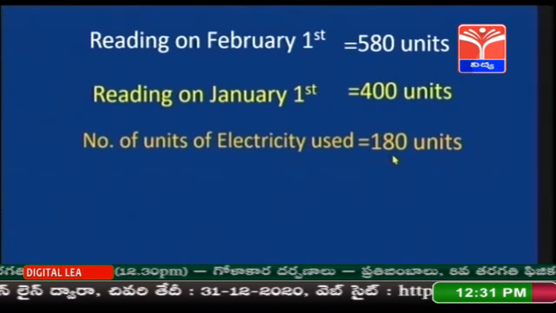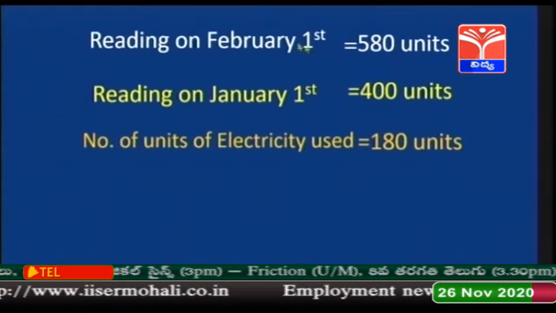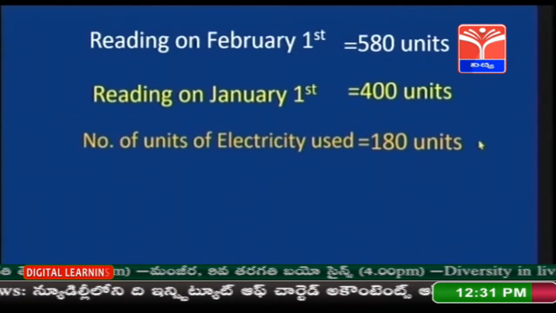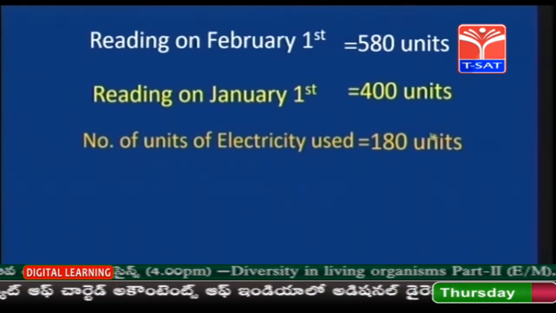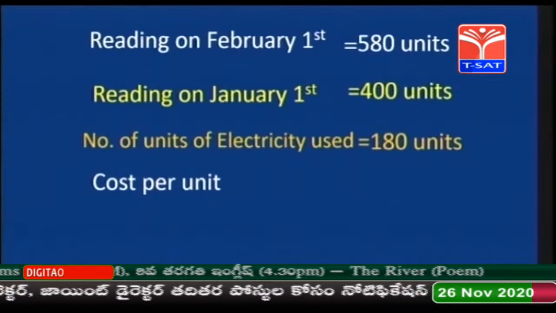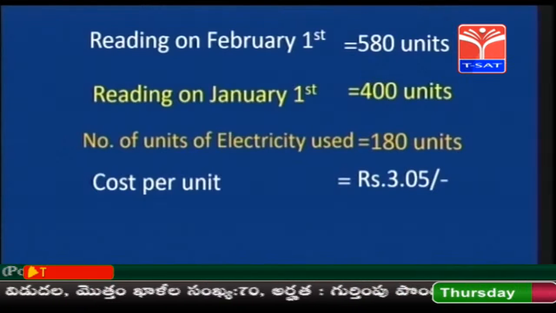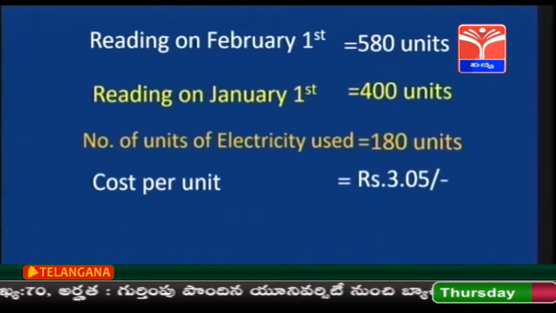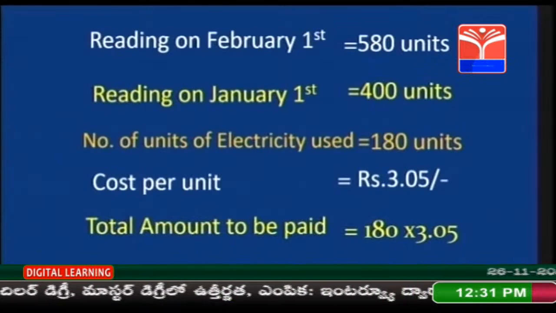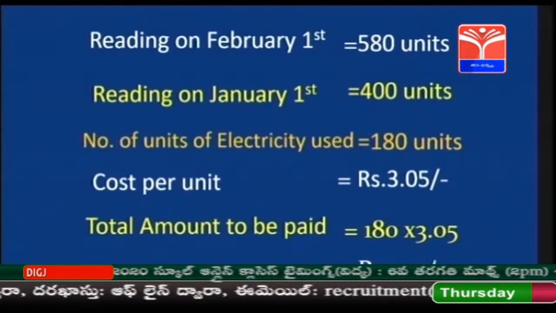How are we getting this 180 units? The difference of 580 and 400. That is the reading of February and January. That is nothing but the number of units we consumed in that month. Now what is the unit cost? 3 rupees 5 paise. Now what do we have to do? How much electricity do we have to pay? Yes, it will be 180 into 3 rupees 5 paise. What will be its value? It is nothing but rupees 549.